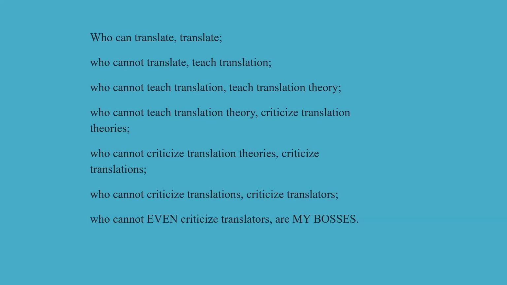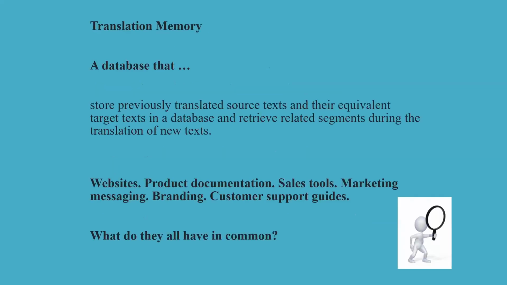And so sentence by sentence, when we come to the last sentence, we can say, well, we only need to translate even and my bosses. So the 3 capitalized words are the only parts that we need to translate when we come to the last sentence. This is the use of translation memory. So translation memory is a database that stores previously translated source text and the equivalent target text in a database, and retrieves related segments during translation of new texts.